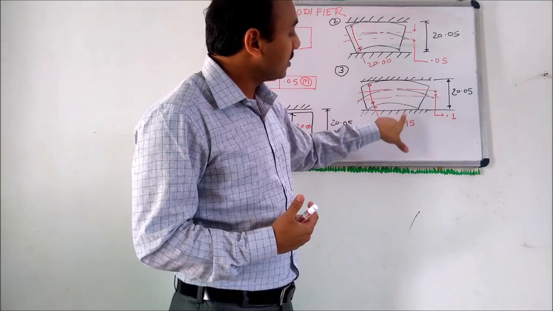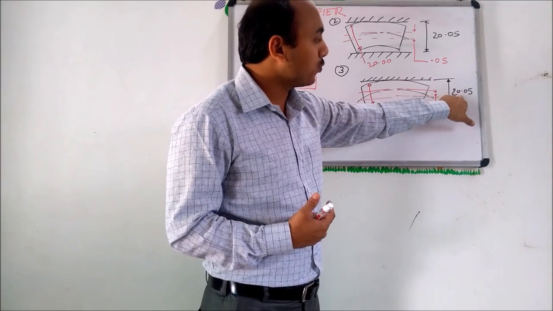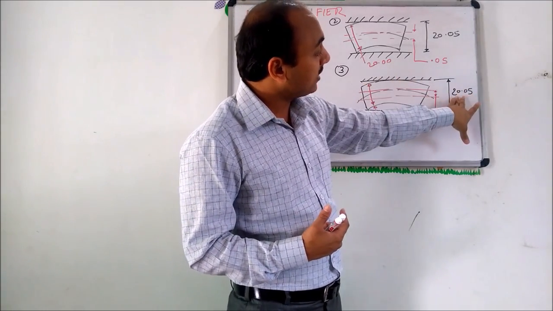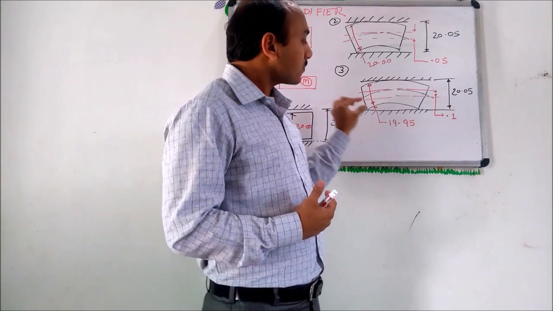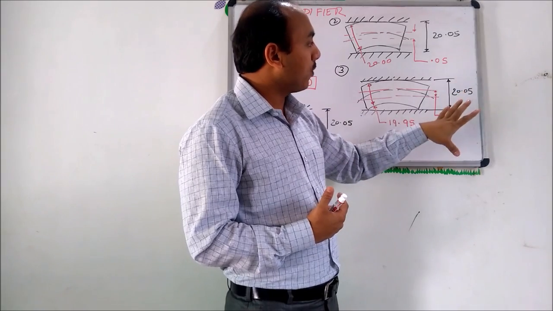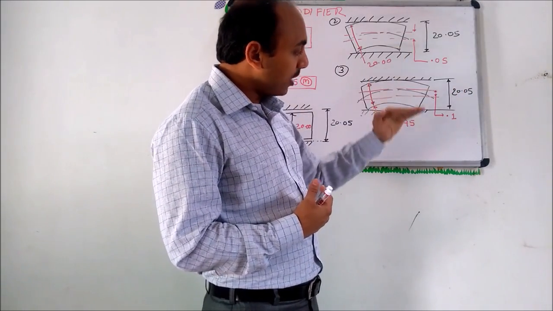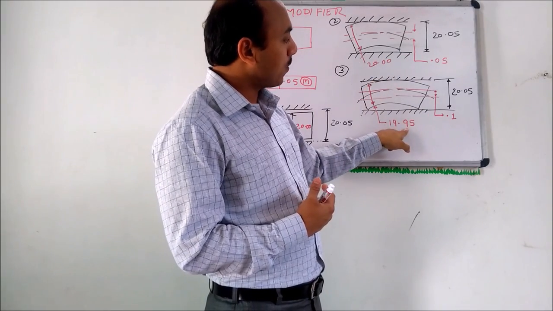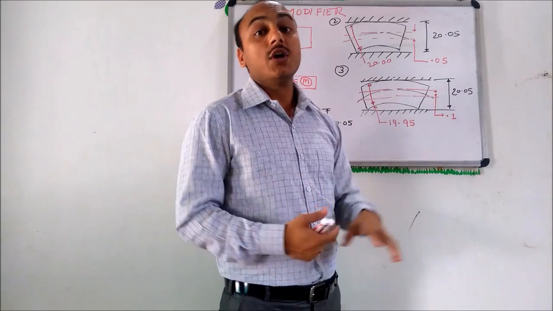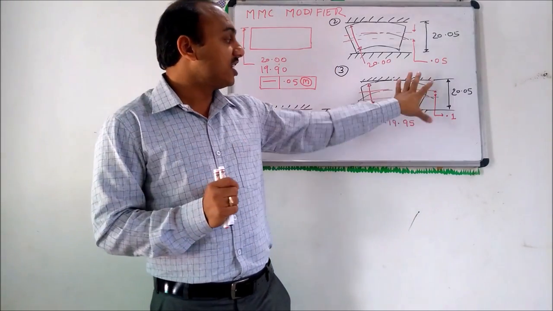So suppose the component is manufactured at 19.95, the envelope is 20.05. So this component can vary till the envelope, that is 20.05. So it is smaller and it is varying up to 20.05. So 0.05 plus how much amount it is manufactured below MMC, that is 0.05. The tolerance zone available will be 0.1. So form variation will be available 0.1 in this scenario.